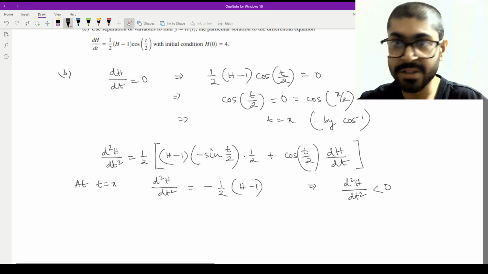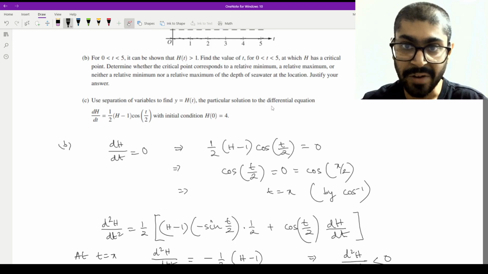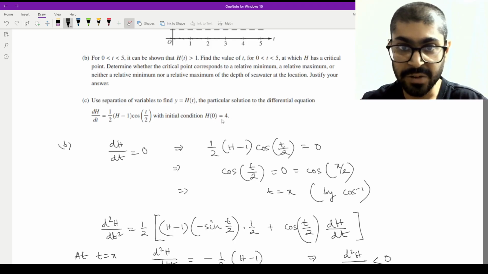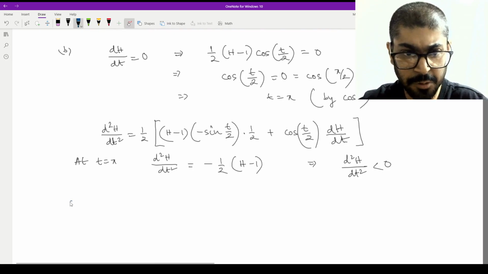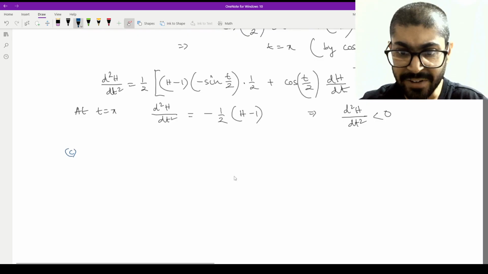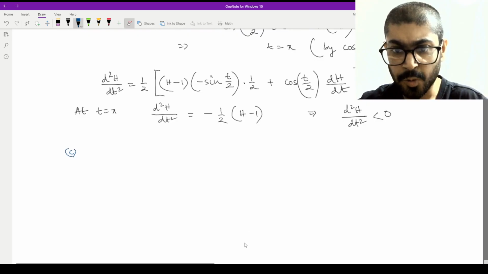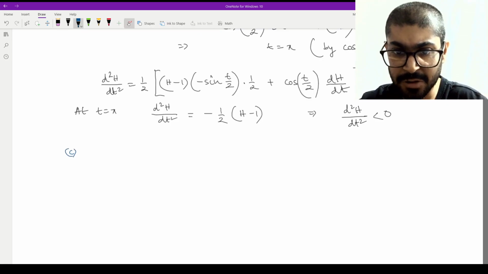Now the third portion says we would have to use the separation of variables to find the particular solution of the differential equation with the initial condition. Now this differential equation is quite easy, right? You just have to bring the variables to each of their sides, separating the variables. The method is also given. You would just have to do the calculations. So let us do it.